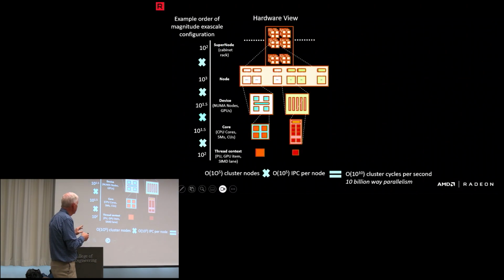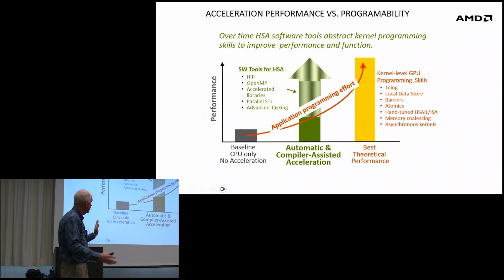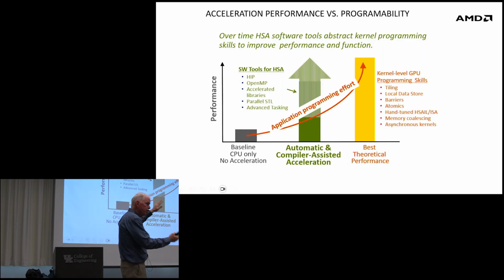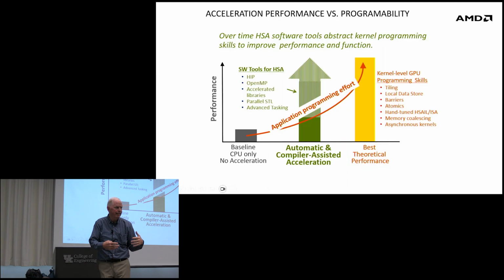All right. So there are people who believe that there's a trade-off between getting the best performance out of a GPU system and programmability. And so that's where we're going to talk a little bit more about programmability. The kernel-level GPU programming skills, whether you're doing tiling, you have to deal with memory coalescing, atomics. There's a lot of extra stuff to try to get the optimal amount of performance out of these systems. And this is where CUDA and HIP are doing, right?